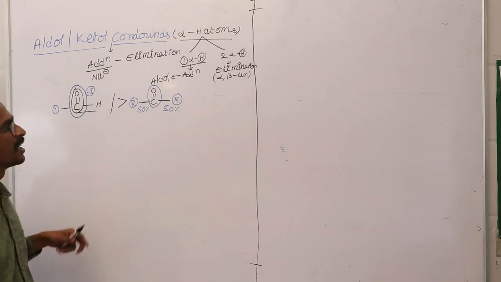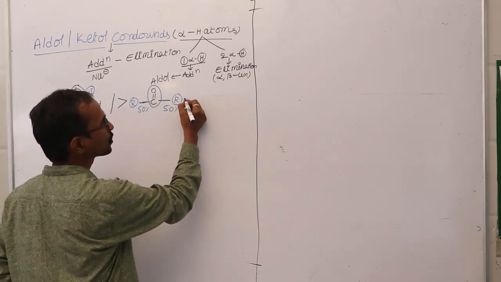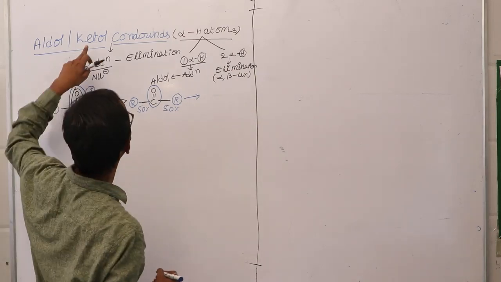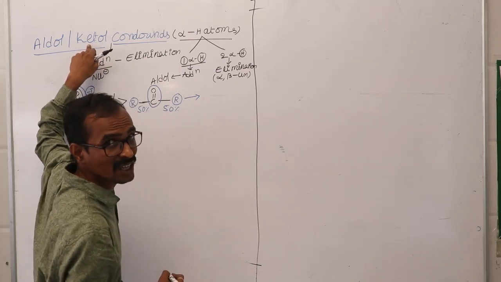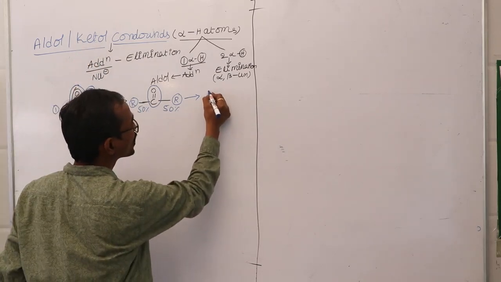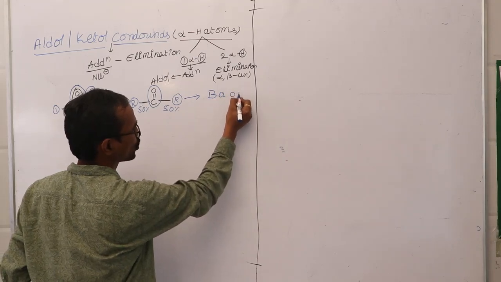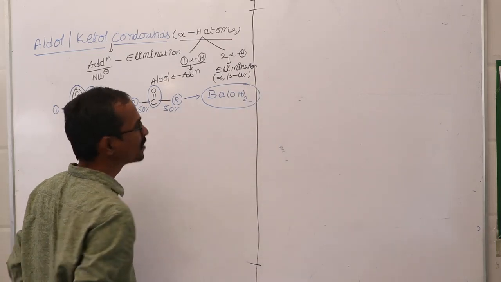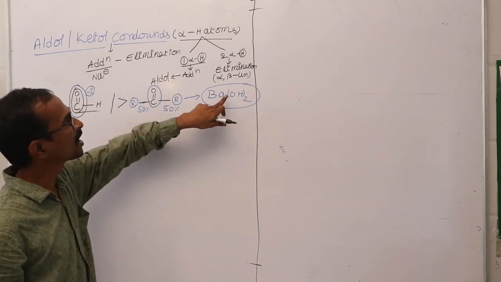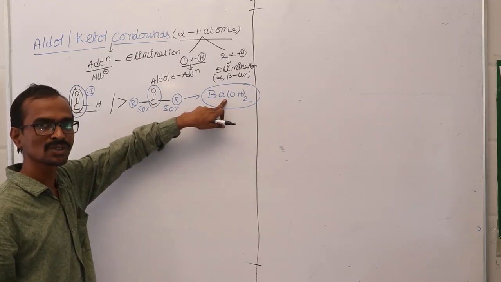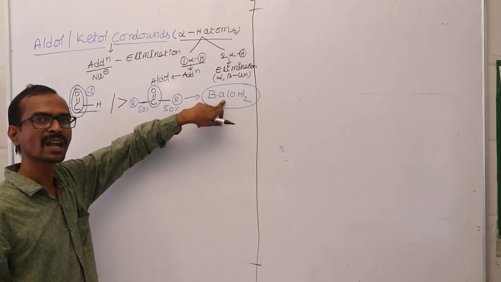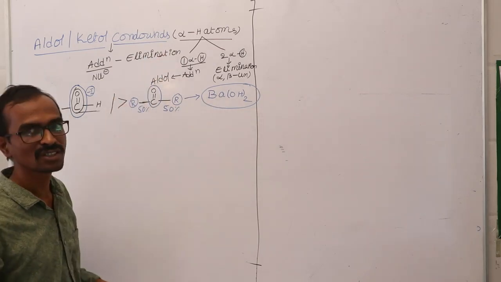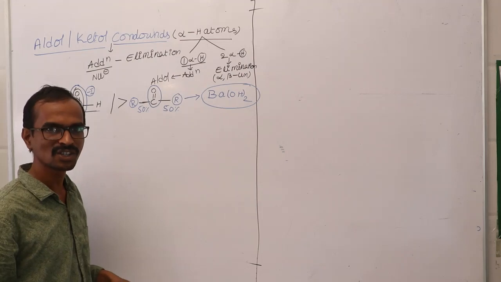And another important point you have to remember: if you want to facilitate this aldol condensation, or let me say ketol condensation in the case of ketones, we need a strong base like barium hydroxide. The ketol condensation cannot be carried out with weak bases. If you want to facilitate the aldol condensation with ketones, you should use a strong base like barium hydroxide, right? These are the preliminary conditions required for the aldol condensation reaction.